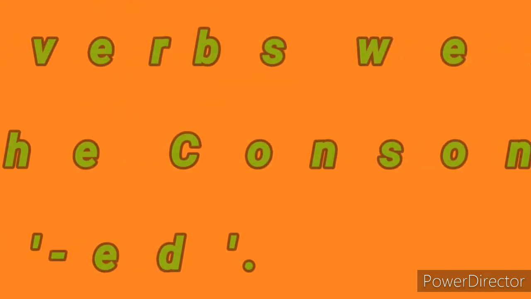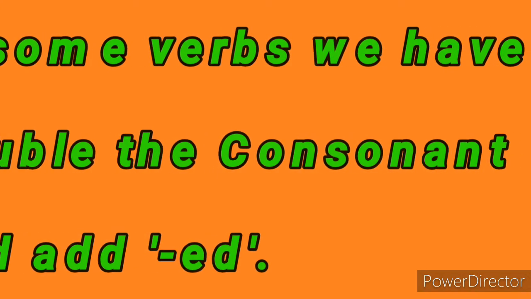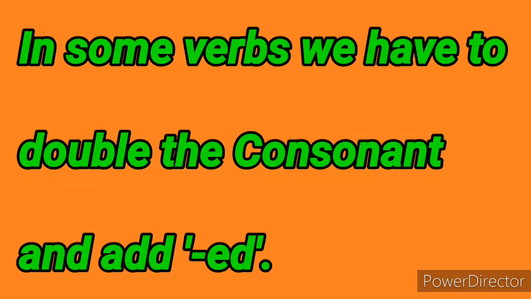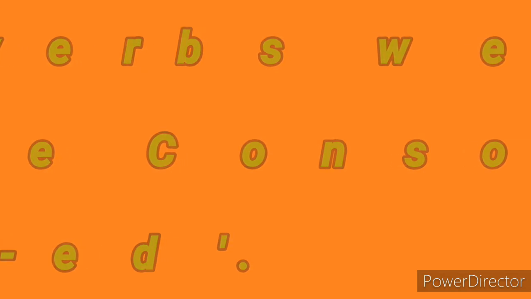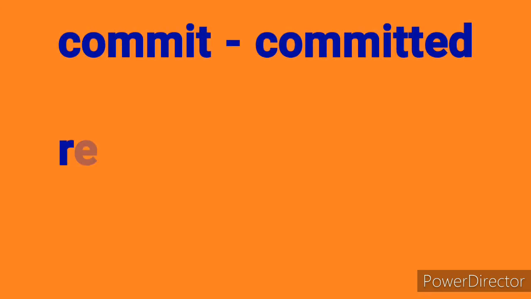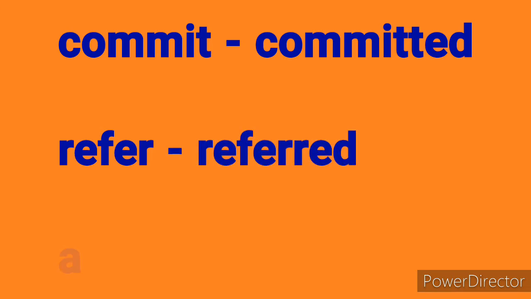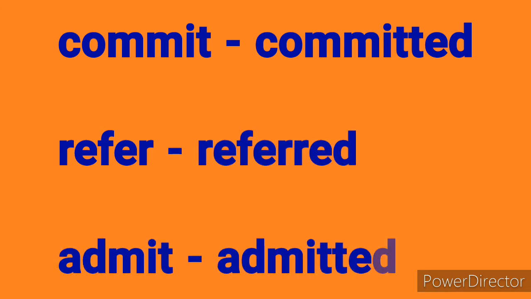Next point. In some verbs, we have to double the consonants and add ed. Look at this example. Commit, committed. C-O-M-M-I-T. So we have to double the consonant and add ed. Clear?